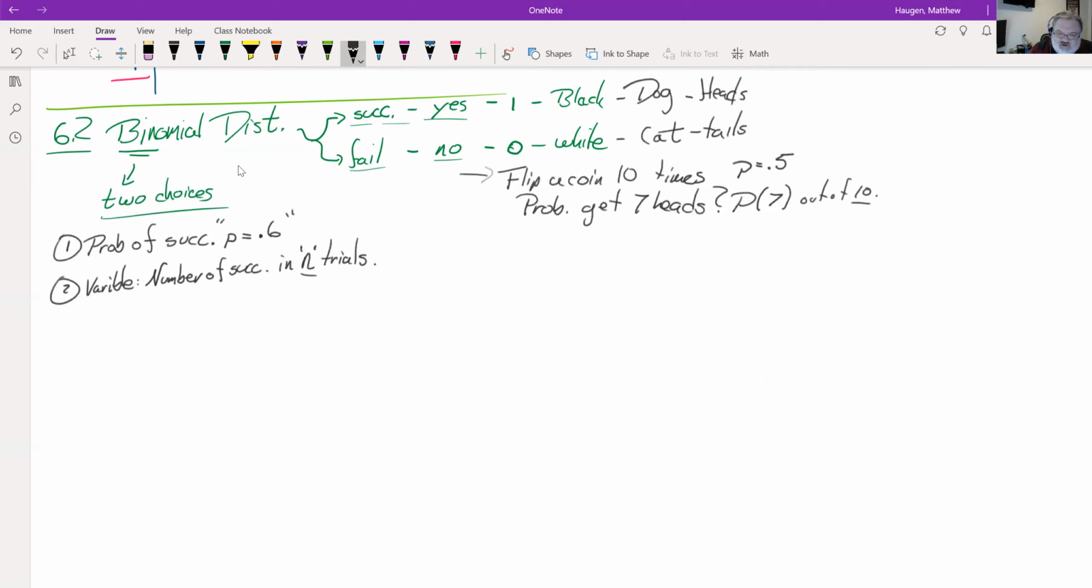So our variable is not yes versus no, success versus failure, dog versus cat, head versus tail. Our variable is how many successes out of a given number of trials. Fair?